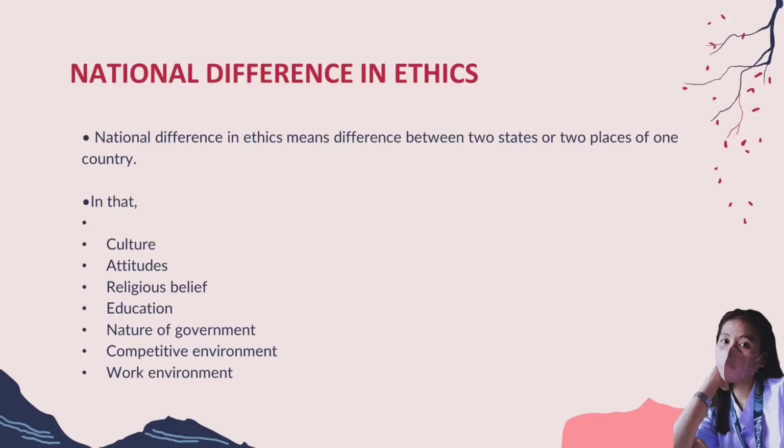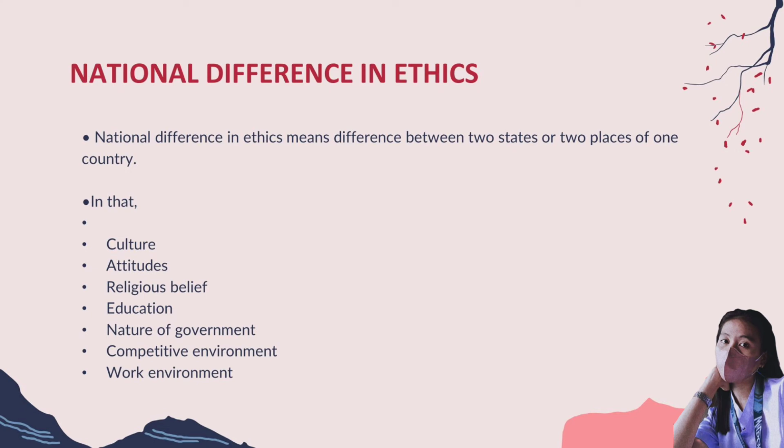Next, the national difference in ethics. National difference in ethics means difference between two states or two places of one country. So in that, first, the culture. It means the arts and other manifestations of human intellectual achievements regarded collectively. The next, the attitudes. It means way of thinking or feeling about someone or something.